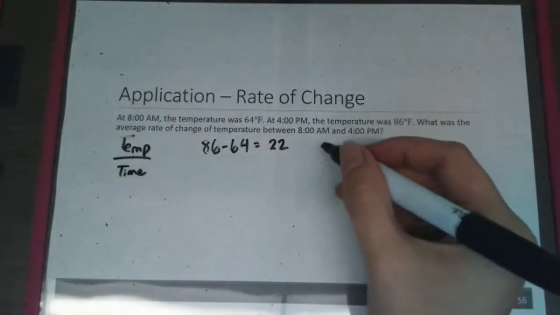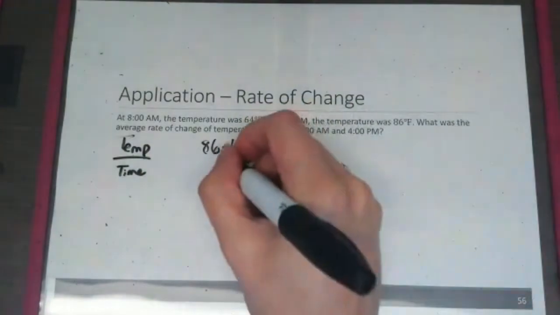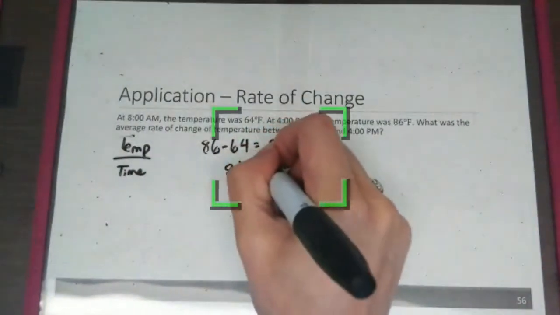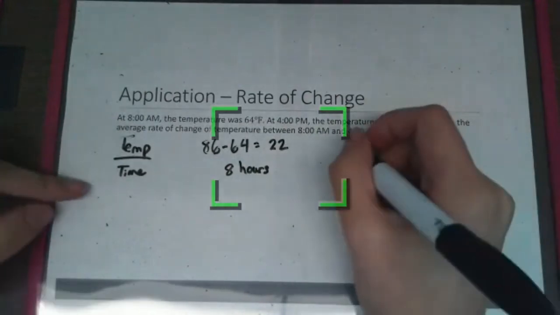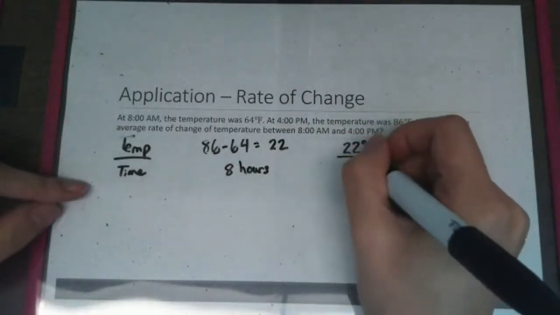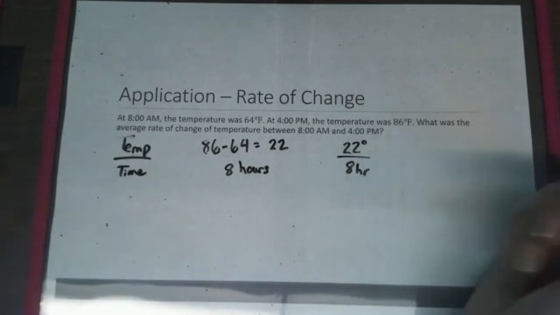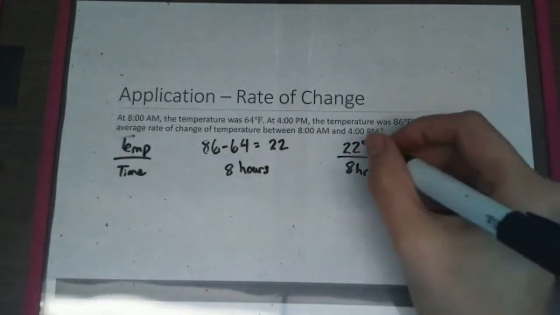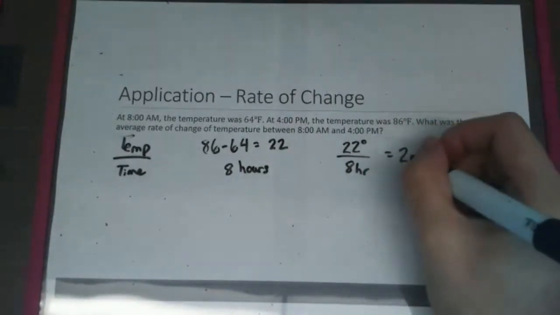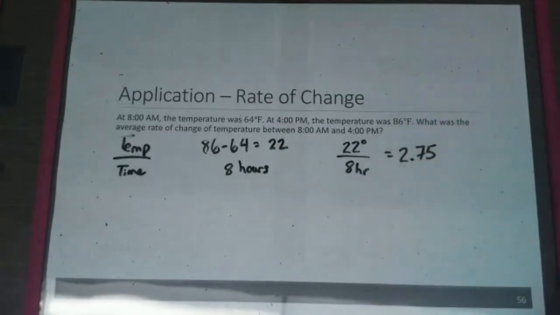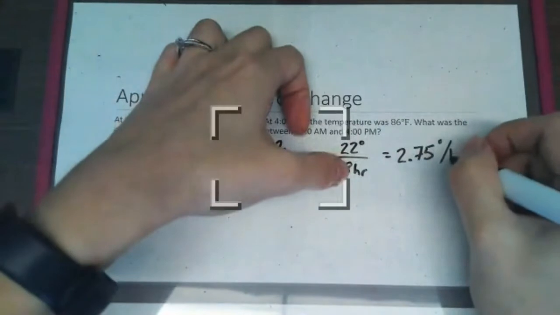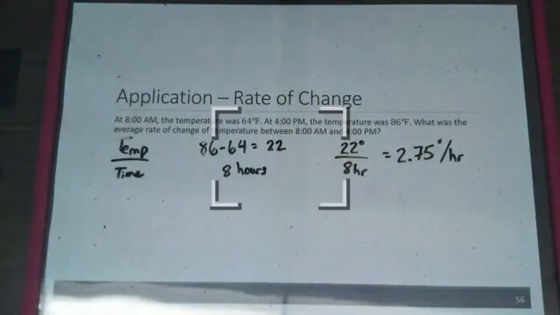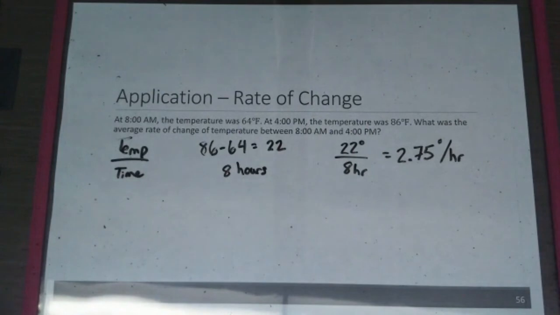The time change, we went from 8 a.m. to 4 p.m. That's 8 hours. So if we write this as temperature over time, that's 22 degrees over 8 hours. And if we divide that out, 22 divided by 8, we're going to get 2.75. And in this case, our units are going to be degrees per hour. So on average, the temperature was rising by 2.75 degrees per hour.